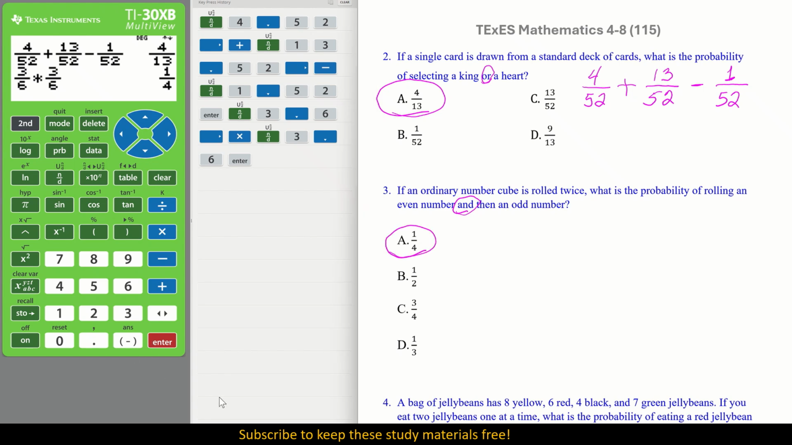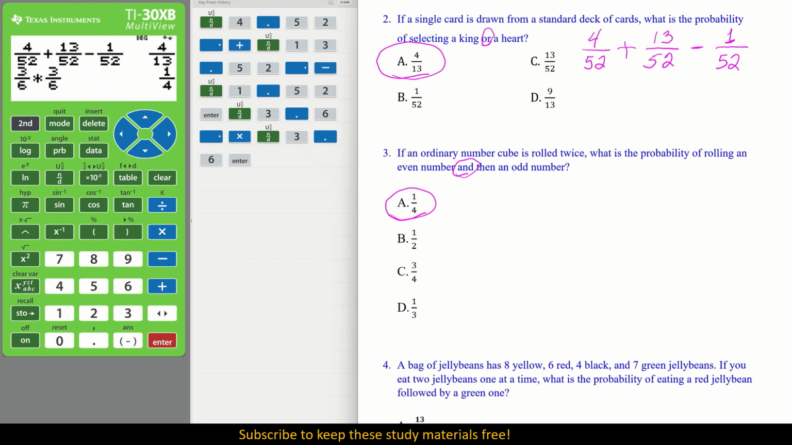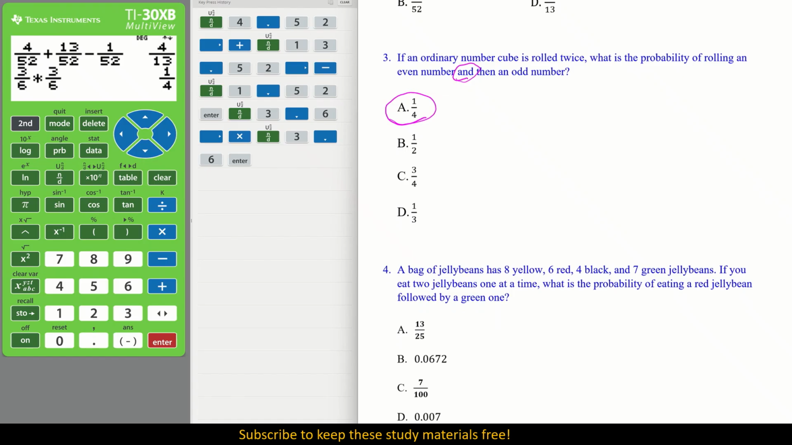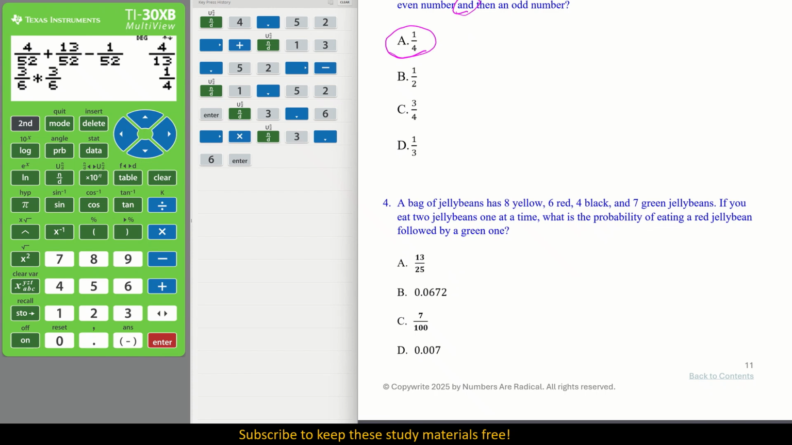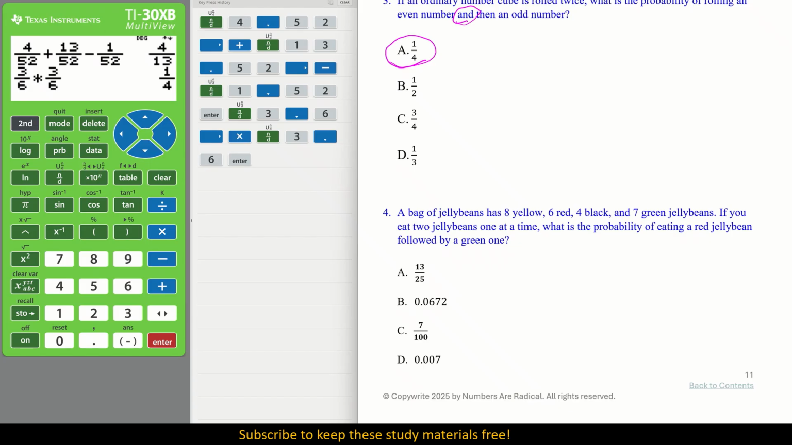All right, now let's look at number 6. Oh, I'm sorry, number 4. I said 6 and then I said, oh, let's say number 6. Okay, let's see. A bag of jelly beans has 8 yellow, 6 red, 4 black, and 7 green jelly beans. If you eat 2 jelly beans one at a time, what is the probability of eating a red jelly bean followed by a green one?